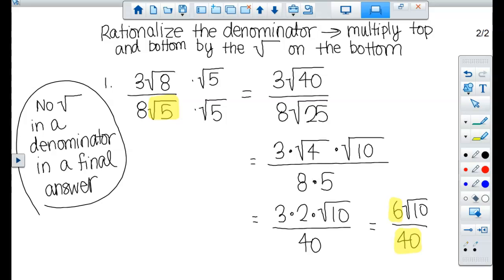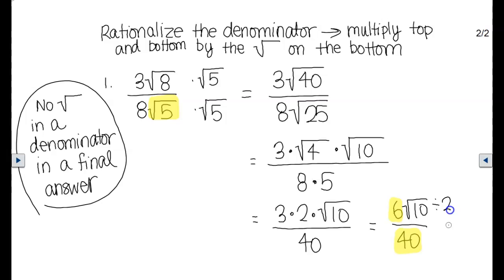Both of those will divide by 2. So to reduce, we're going to divide the top by 2 and the bottom by 2. So we are going to end up with 3 square roots of 10 over 20. That would be your final answer. Now, I know that seems like a lot of work, and it is, but I want you to notice that you're using skills that you already had.